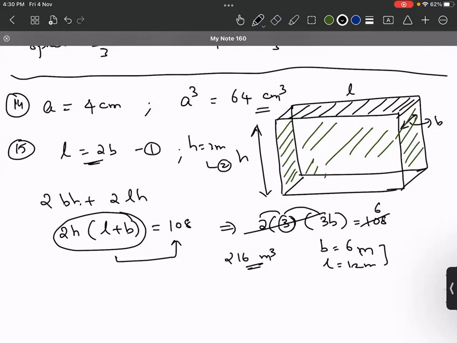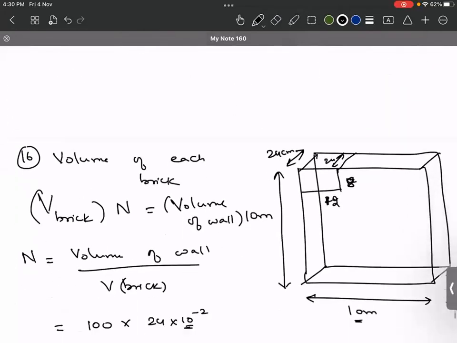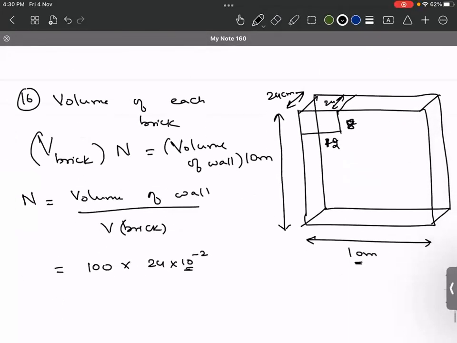So 2 into height is 3 and length is 3B. So 1 unknown, 1 equation: 3B times 6B gives 108, so you will get B as 6. 6 meter. So length you will calculate as 12 meter. 12 into 6 is 72, 72 into 3 gives us 216 meter cube. So I told we'll do one last problem, and I started the 16th one.